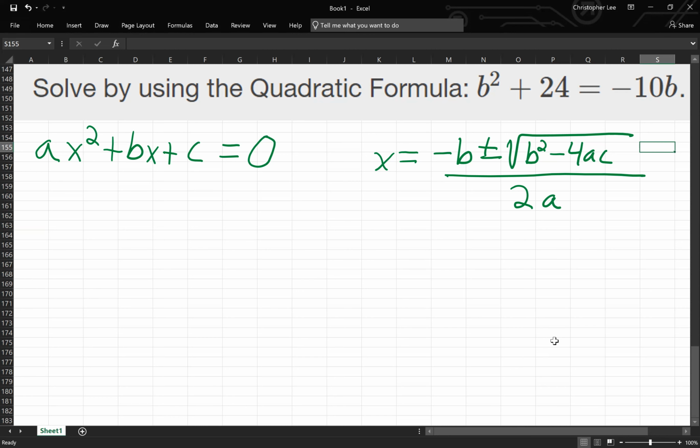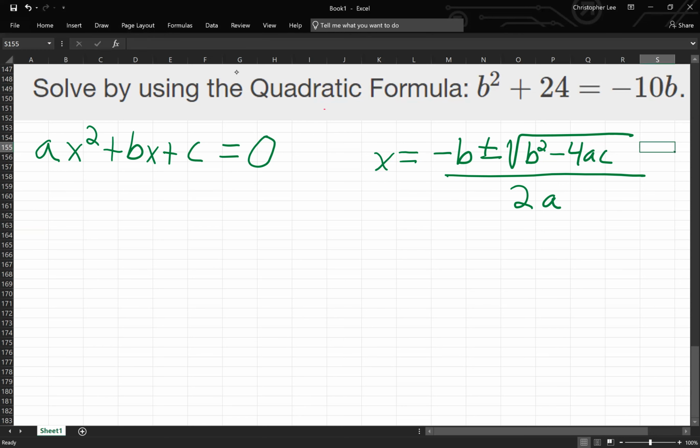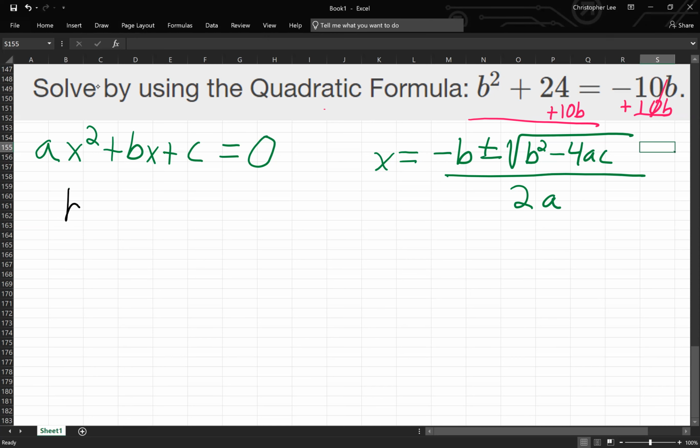All right, let's take a look at this real quick. I want to do this question, but before I can, I gotta have it in standard form. So to get this in standard form, I'm gonna add 10b over here. But what I do to one side of the equation, I gotta do to the other side. So I'm gonna add 10b over here. Now it's in standard form. So what do I have? I have b squared plus 10b plus 24 is equal to 0.